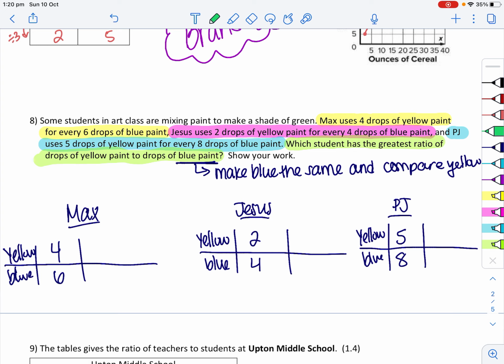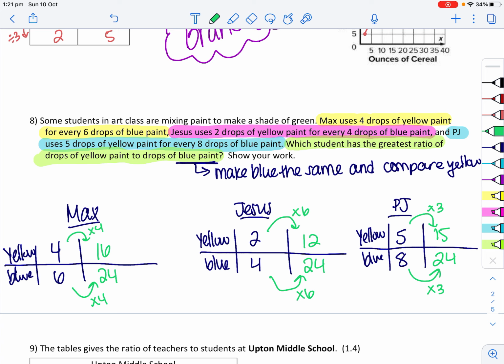Now, when we first did these, we continued the pattern until we found the ones that were the same. At this point, you are allowed to say, okay, I know how to get 6, 4, and 8 to all be the same, so we're going to go directly to that number. So here I'm going to multiply by 4, here I'm going to multiply by 6, and here I'm going to multiply by 3. So times 4 gives me 16 drops of yellow, times 6 gives me 12 drops of yellow, and times 3 gives me 15 drops of yellow for 24 drops of blue.